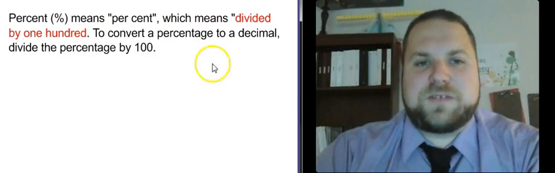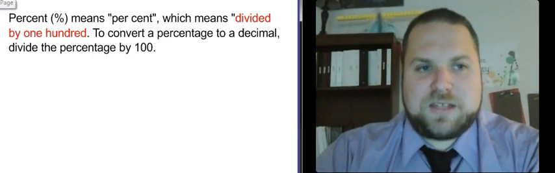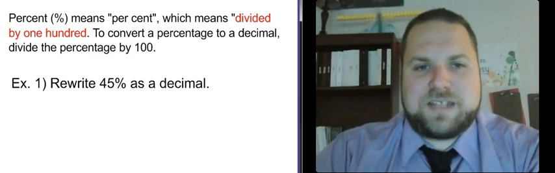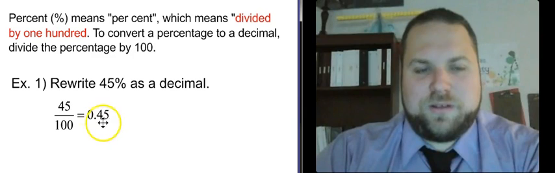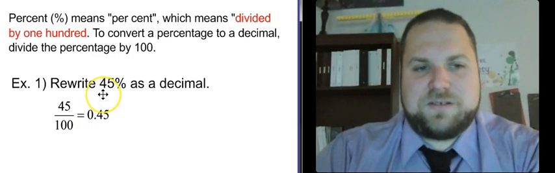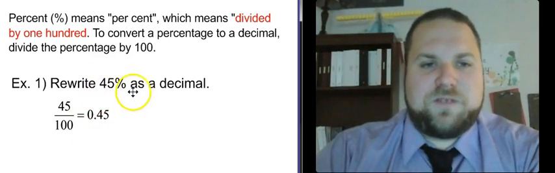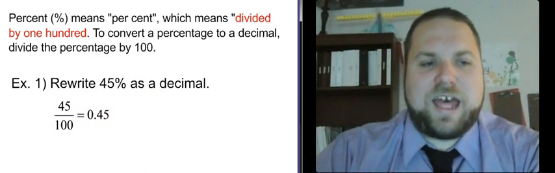So in order to convert a percentage to a decimal, all we have to do is divide the percentage by 100. If we have a problem like this, which says rewrite 45% as a decimal, all we have to do is take 45 and divide it by 100. And so 45% as a decimal is 0.45. You may notice too that all I'm doing is moving the decimal point from behind the 5 two places over in front of the 4. So 45% as a decimal is 45 divided by 100, or 0.45.